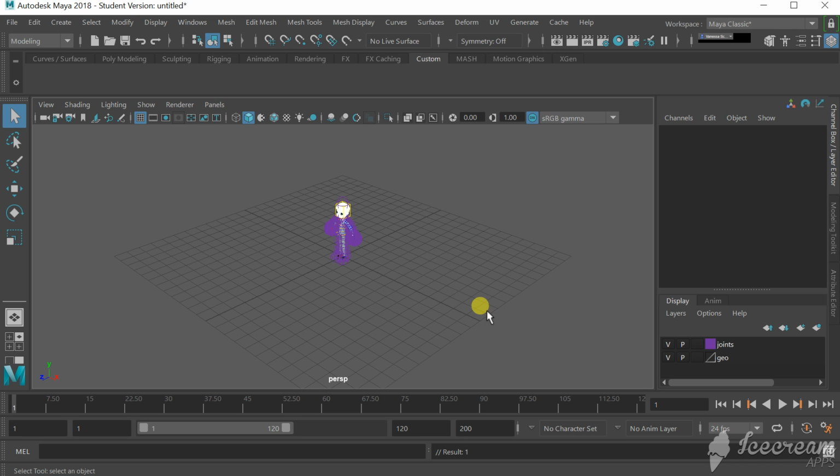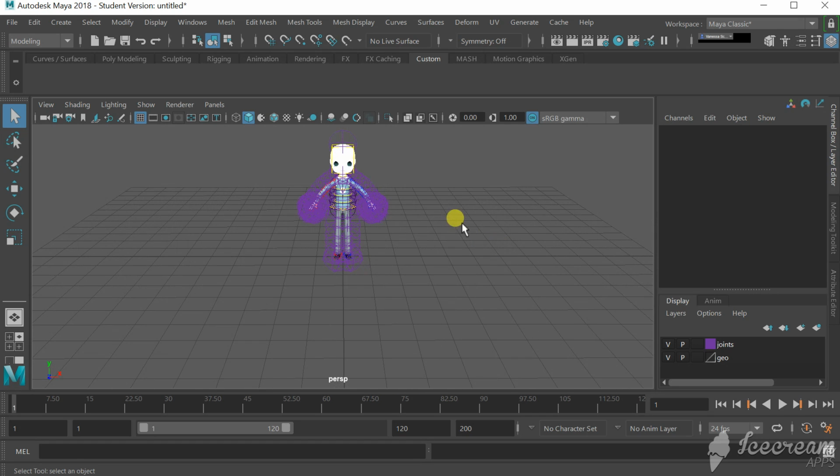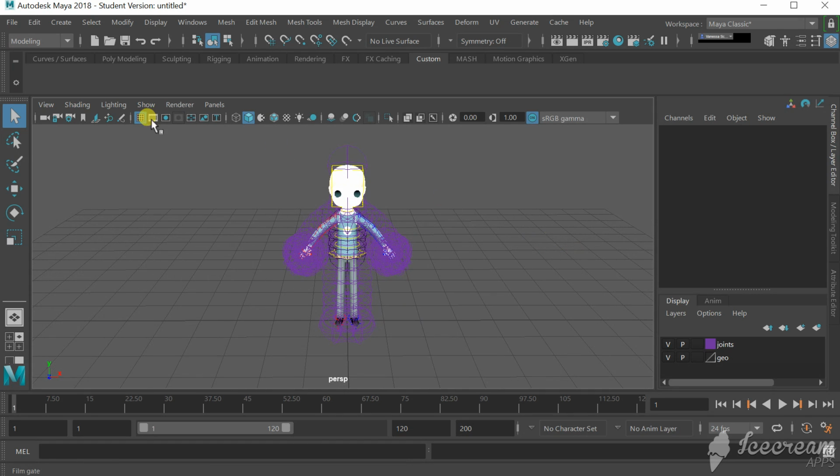Hello, in this video we're going to introduce the boy rig and how to work with it for this assignment. Here is the boy rig, and as you can see now, it's a little bit difficult to select those controls by having the joints on.